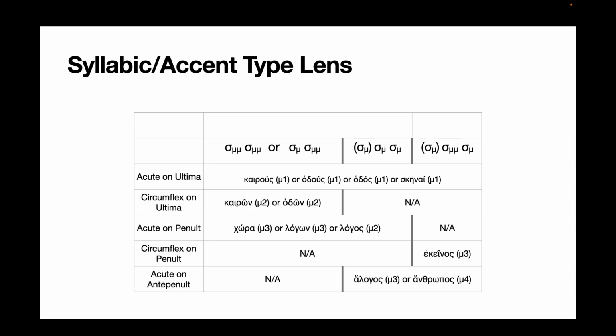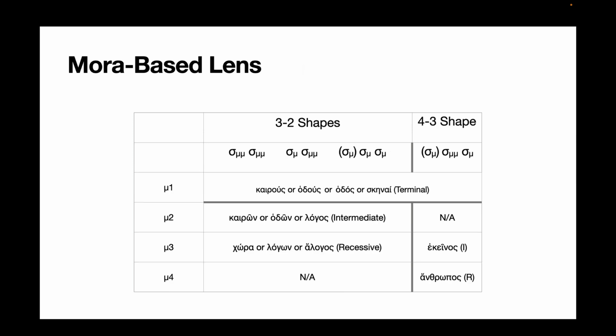You get, again, everything has a terminal ability that is an acute on the ultima, so all 4 forms sort of go together. But then you got circumflex on the ultima, only the long forms, great. Acute on the penult, well, the 2 long forms again, but also 1 short ultima form. And then the circumflex on the penult is only possible on the final, the 4-3 shape. And the acute on the penult, again, we have sort of both of them put there, even though they're slightly different. So what happens if we begin with a mora-based lens?